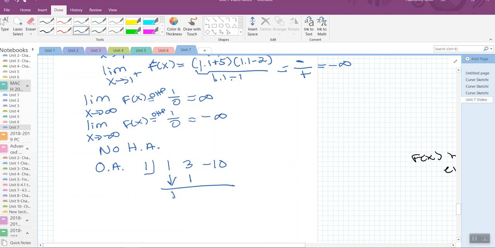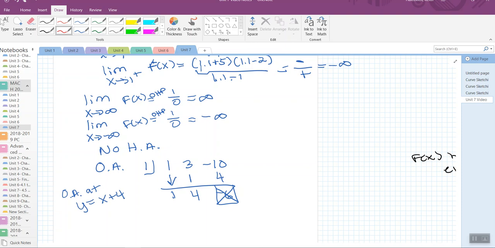One times 1 is 1. Add down, multiply, add down. So notice, remember the remainder cancels out for oblique asymptotes, and we get the oblique asymptote is at y equals x plus 4. That's the line.